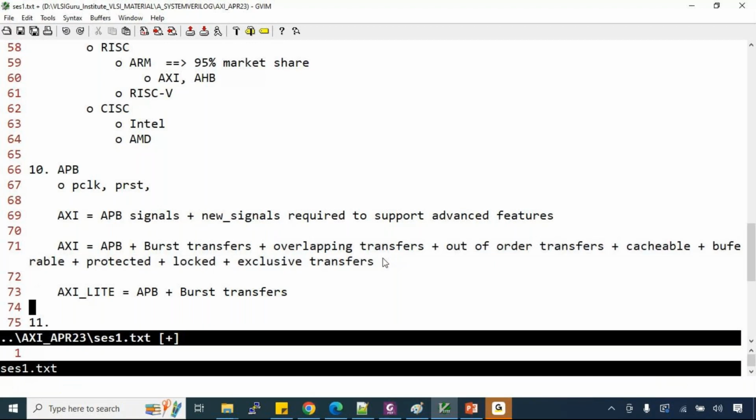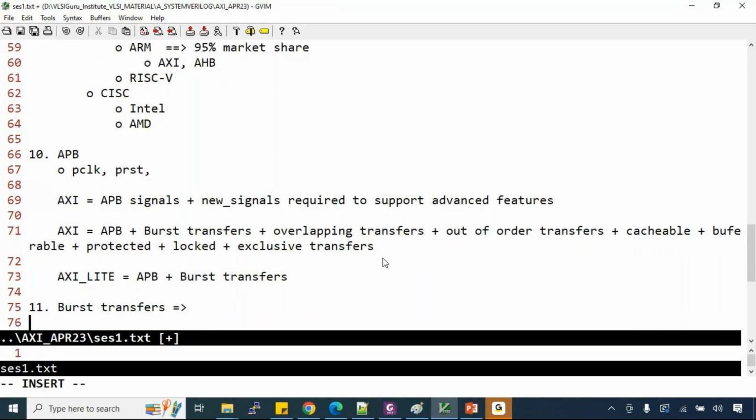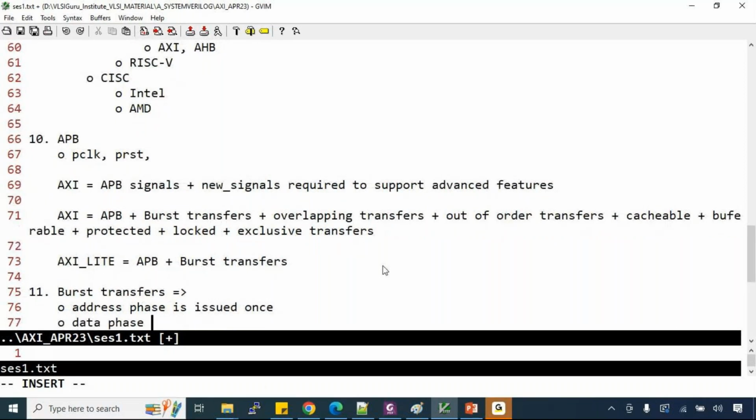First, let us understand the term burst transfers. Burst transfer means the address is issued only once, and the data phase is issued multiple times. So the advantage of burst transfer is what? You are utilizing the bus cycles more efficiently.